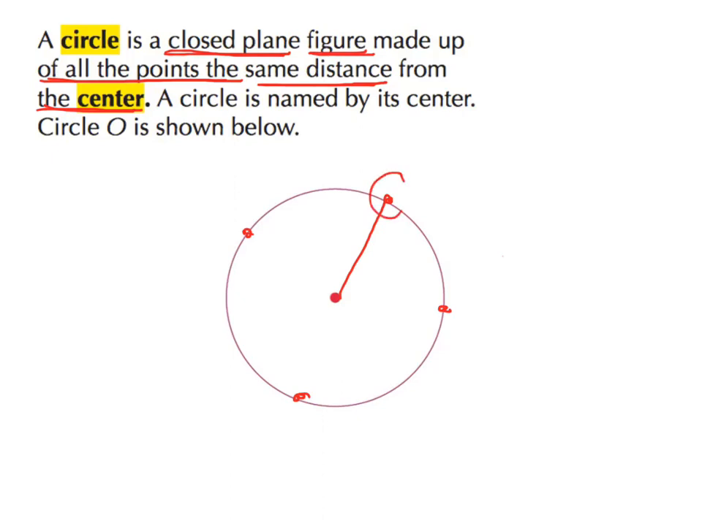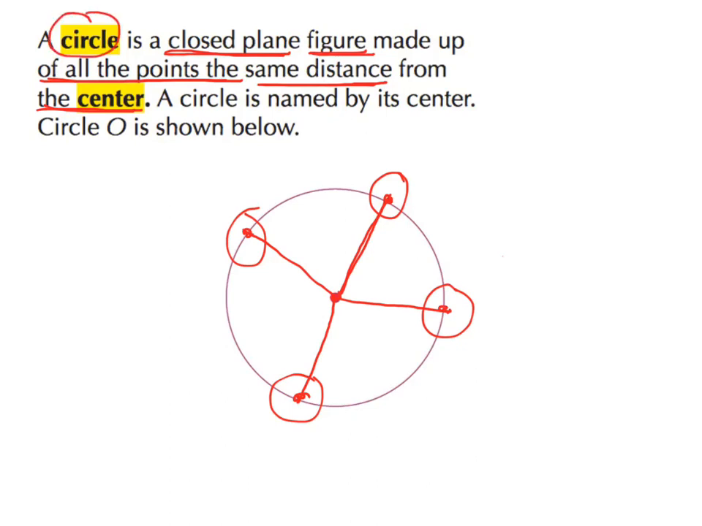Suppose you have a point here, one over here, a point over here, and a point over here. The distance from the center to each point is the same. The distance from the center to this point, the distance from the center to this point, the distance from the center to this point, they are all the same. So such a closed figure is called a circle.